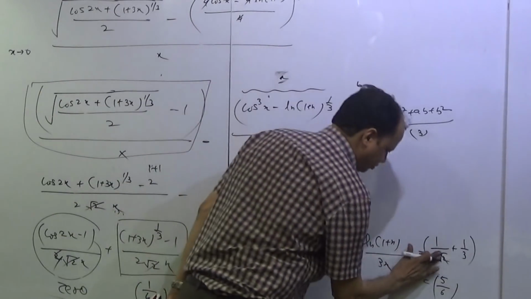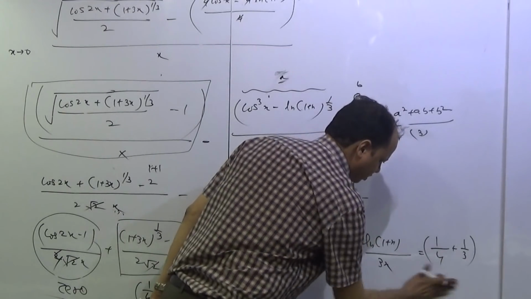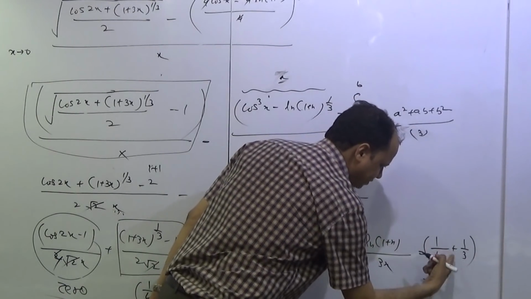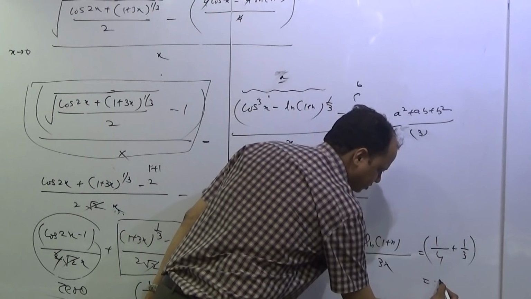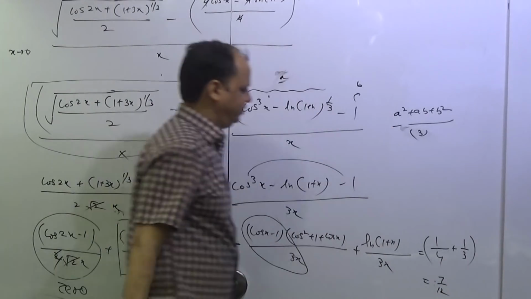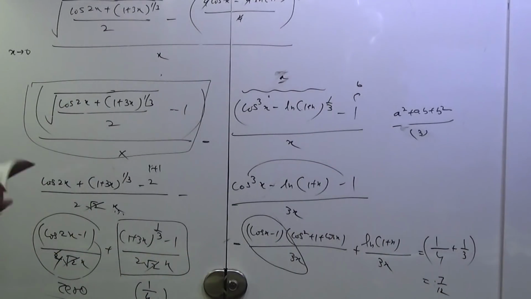I mean, carefully solve it. You get this 1 by 4, and what do we get here? 7 by 12. That's nice. It's a very dirty question, dirty calculation. Actually, we didn't care, which is the reason we missed it.